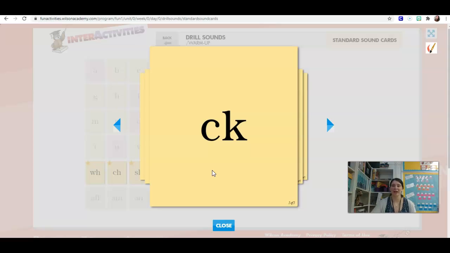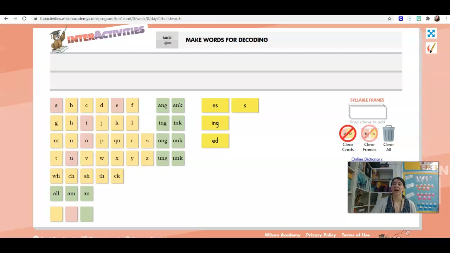Awesome job, first grade. Now we're going to hear some words, tap them out, and put them together to spell the word. And these words are going to have some of our digraphs in them. So if I look here at my board, I'm going to listen to our first word, which is the word rash. So let's tap out that word together.